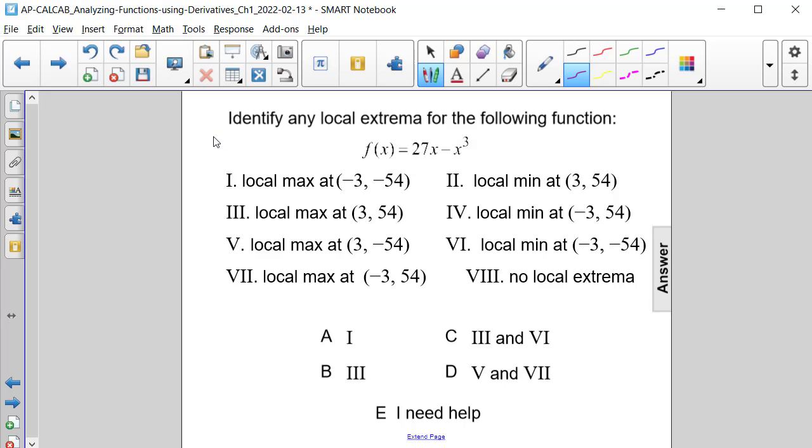And that's found by first finding the derivative of our function. And the derivative of f of x is going to be 27 minus 3x squared. And we use the power rule in both of these.